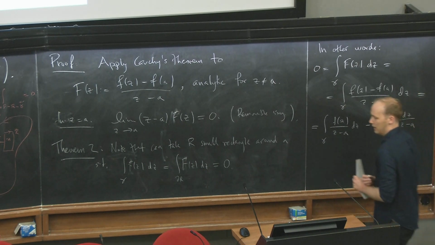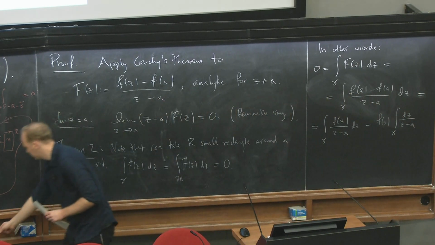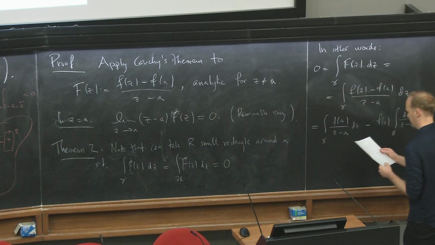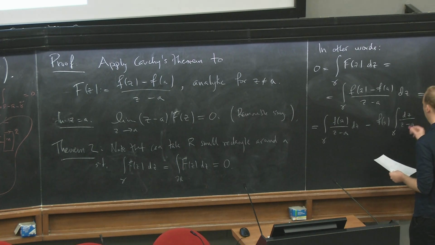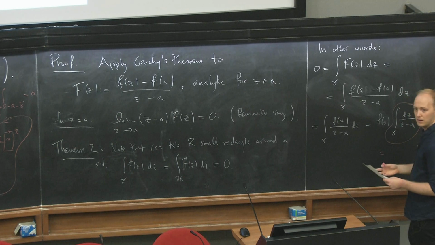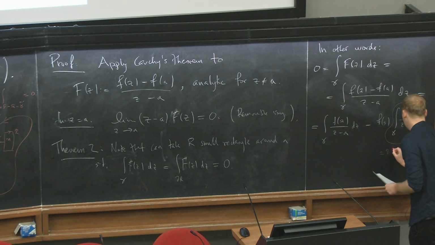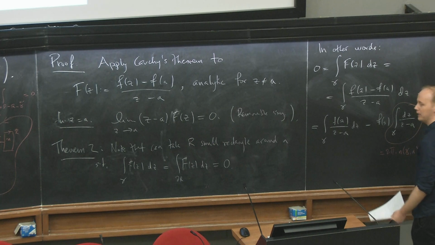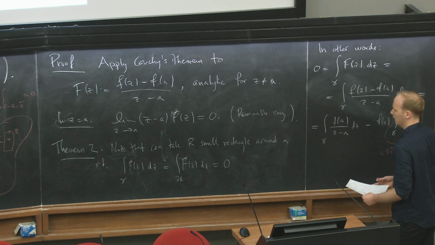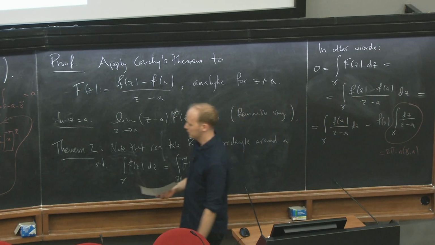And now, what is this? So this thing here, exactly, it's 2 pi i times n of gamma of a. So it's equal to 2 pi i times n of gamma of a. So this is the key remark.